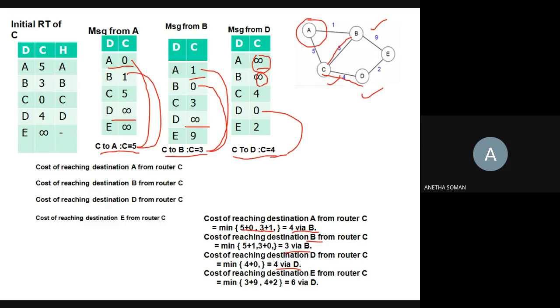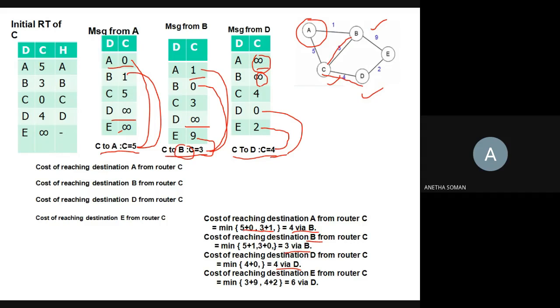Okay, now finally I have to find the cost of destination E from router C. Now the message from A, I will find it out. C to A, it is 5, but to E there is no path, so it is infinity. No need to calculate. But from C, I can reach my destination E through B. Through the router B, I can reach destination E. Now what is the cost? Fixed cost is 3. 3 plus 9, you will have the first value. Similarly, C to D, I have the fixed value, which is equal to 4, and through D also I can reach E.